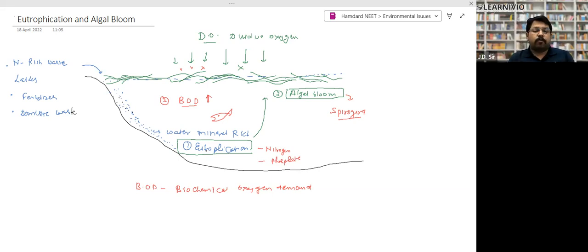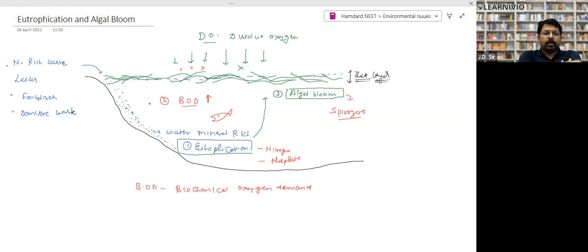Now what happens when the water becomes rich in minerals? Eutrophication takes place. The algae which is found at the top of the lake starts multiplying rapidly, and it makes a thick layer of algae, a sheet of algae. This is called algal bloom.